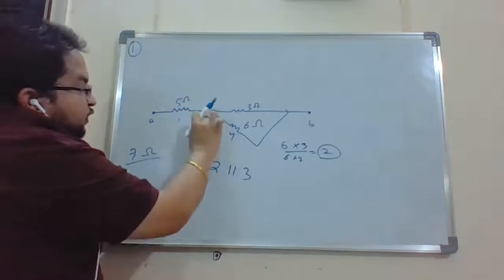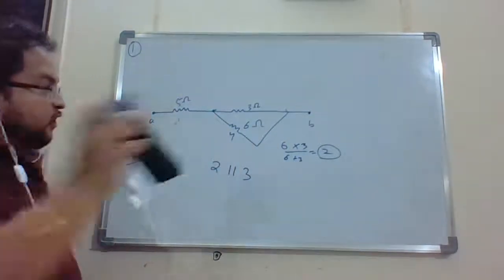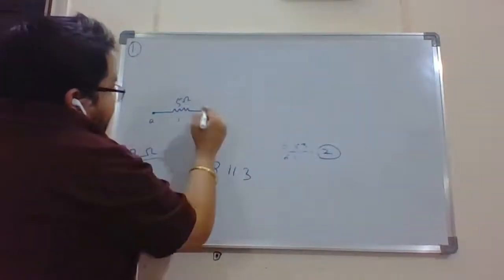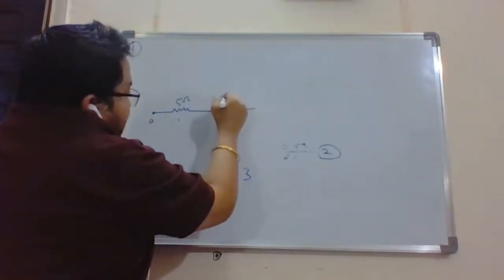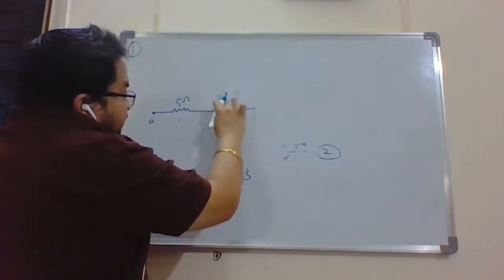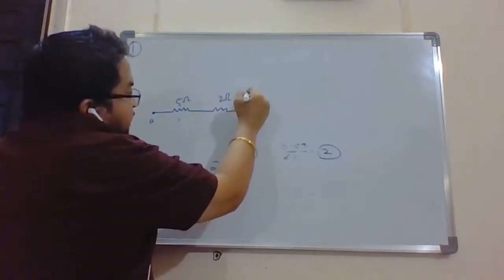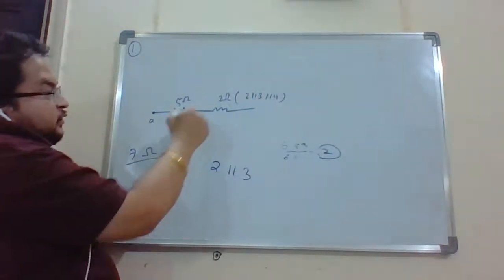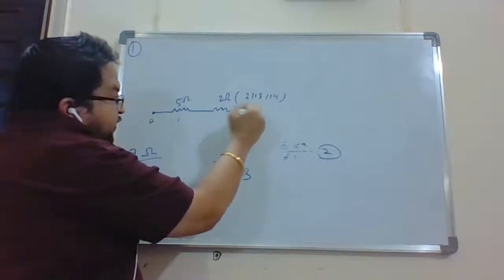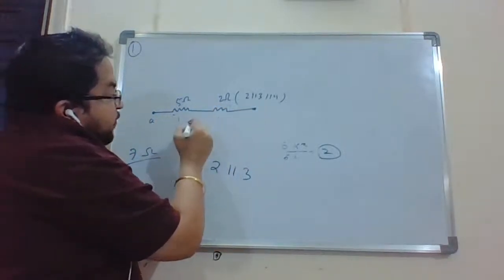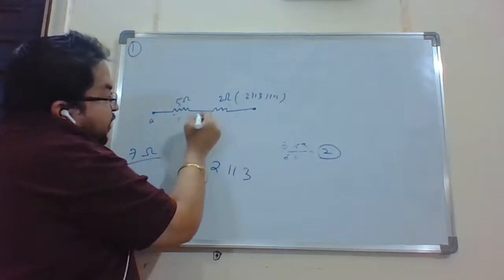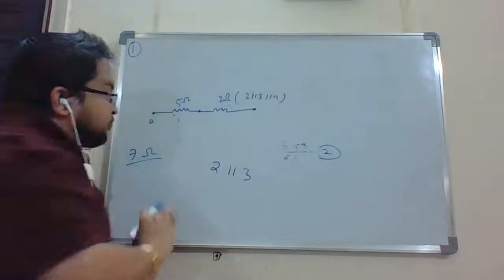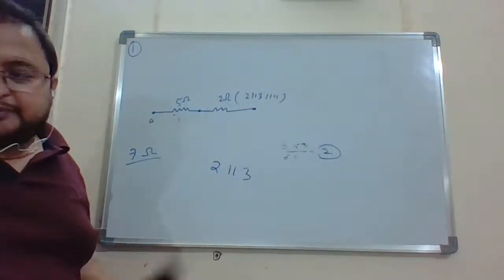There is a 5 ohm. Once this has come to 2 ohm, the circuit would have shrunk to something like this: 2 ohm, which is nothing but 2 parallel to 3 parallel to 4. The equivalent resistance of that is 2 ohm. Now these two are your happy lovers couple, they don't have any disturbance among themselves. So the answer will be 5 plus 2, 7 ohm. Very simple.